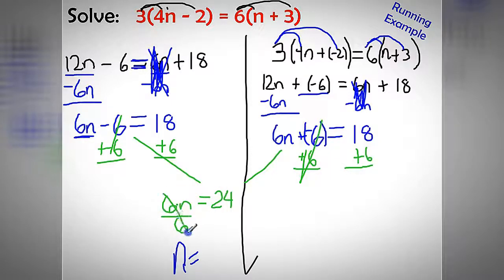So when I divide by 6, I've got to do it to both sides because it's an equation. It's got to be equal. So I then have 24 divided by 6, which gives me n by itself. Finally, we've got n by itself. We've isolated it using SADMEP, and we've got n equals 4.